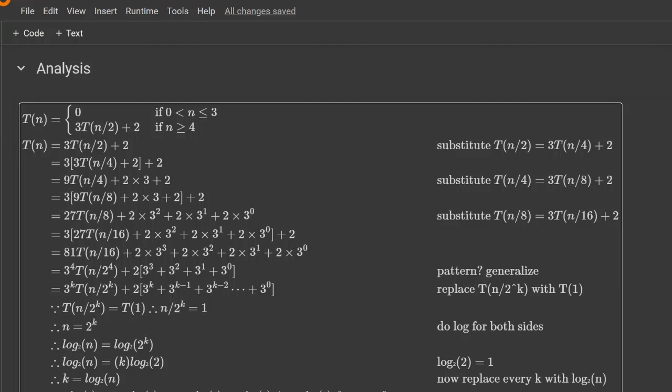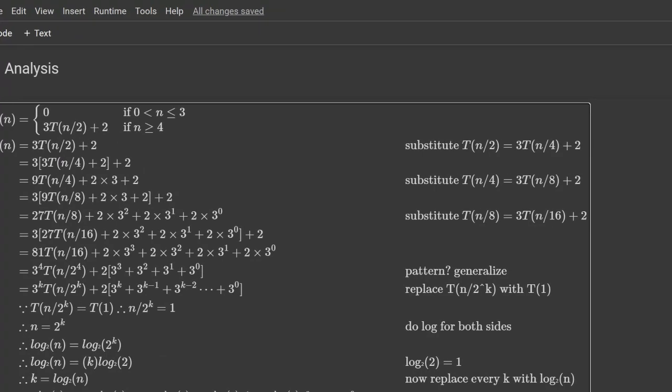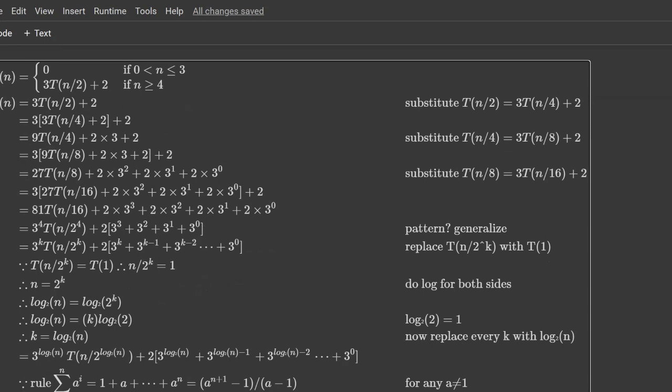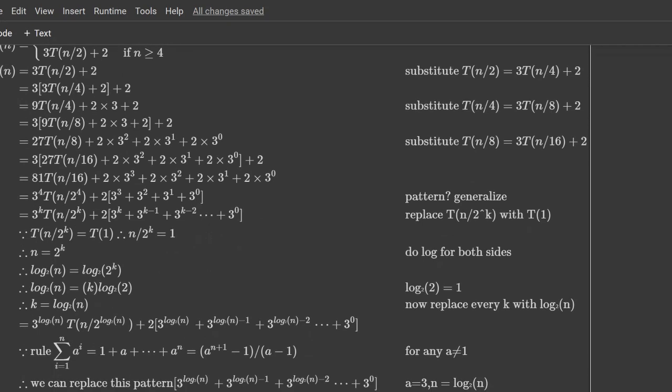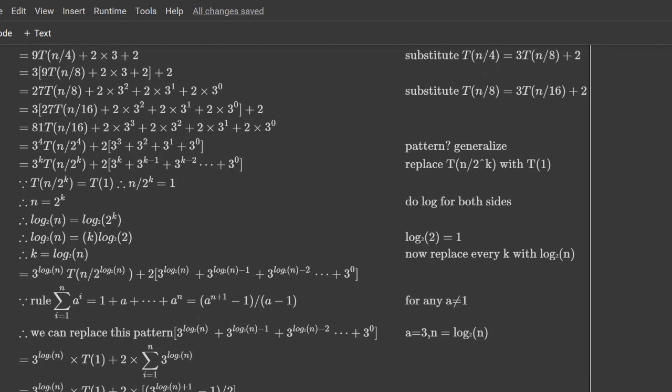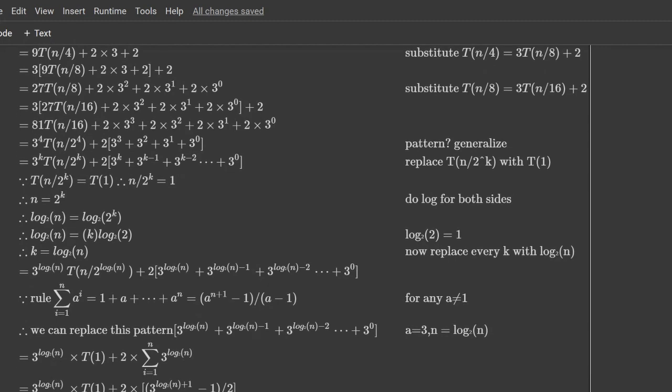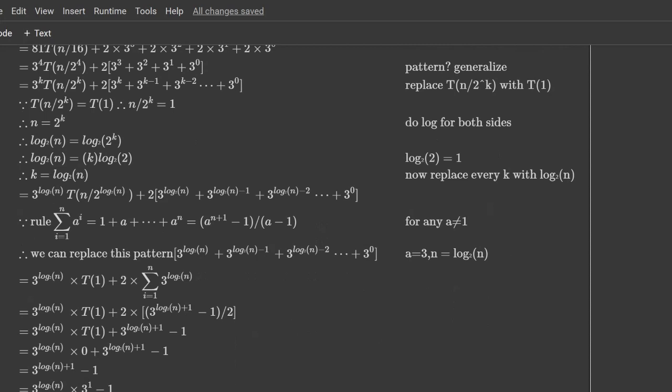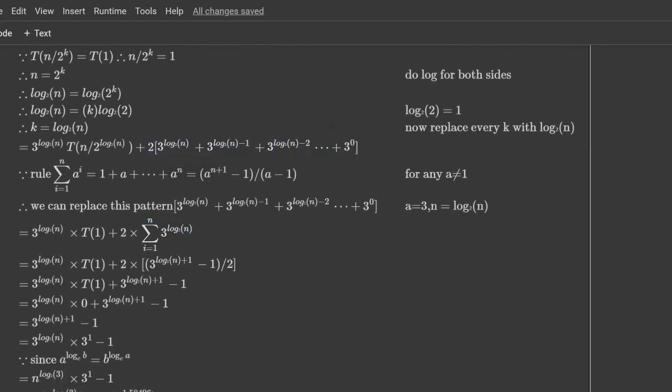T of n will be equal to 0 when n is more than 0 and less than or equal to 3. Otherwise, we will follow this equation. Substituting by T of n over 2, we will get this equation. Following these steps, we can detect a pattern and then generalize it. So we can see that n will be equal to 2 power k. Therefore, k will be equal to log base 2 of n. So we can replace this pattern from this rule by this summation.